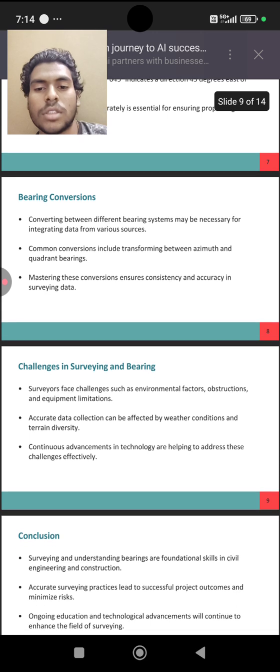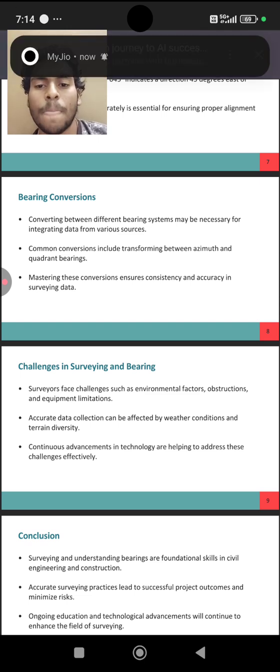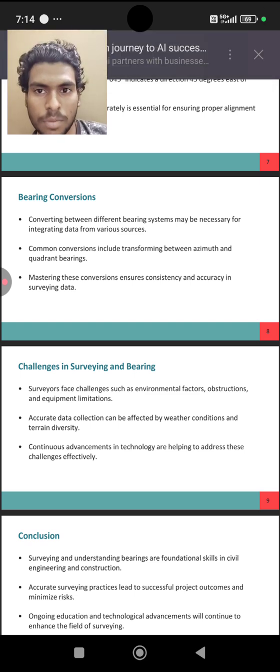Bearing conversions. Converting between different bearing systems may be necessary for integrating data from various sources. So the conversion of the bearings depends upon the requirement and the data used by the planners. Common conversions include transforming between azimuth and quadrant bearings. So mainly the conversions depend only upon the quadrants. Mastering these conversions ensures consistency and accuracy in surveying data.